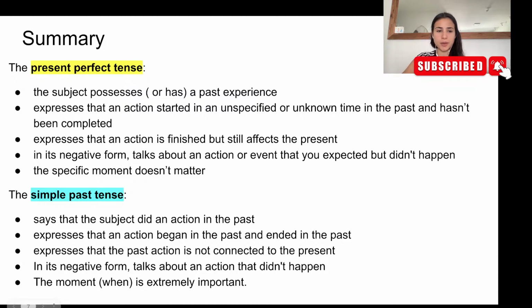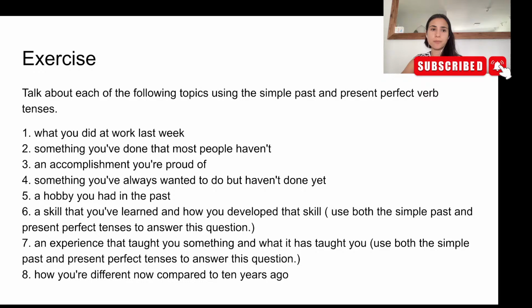Very straightforward, the simple past tense. The moment when it happened is extremely important, and we often use when it happened. So we specify that time, okay? Last year, yesterday, last month, 2 weeks ago. Those sorts of phrases we would use with the simple past tense to specify the time.